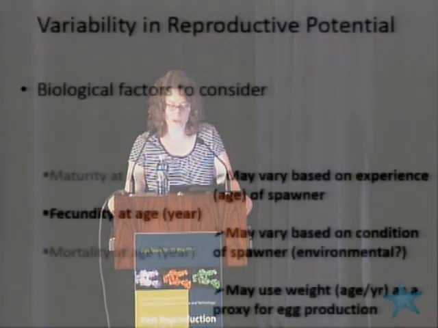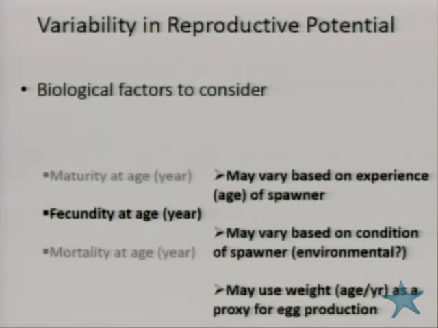For fecundity at age, some sources of variability may be related to experience, which might be correlated with age of the spawner. It may vary based on the condition of the spawner, which may be an environmental effect, as a number of folks have identified as well. It's rare, at least in the assessments that I've done and been involved with, to actually have egg production. So most often we do use weight as a proxy here.